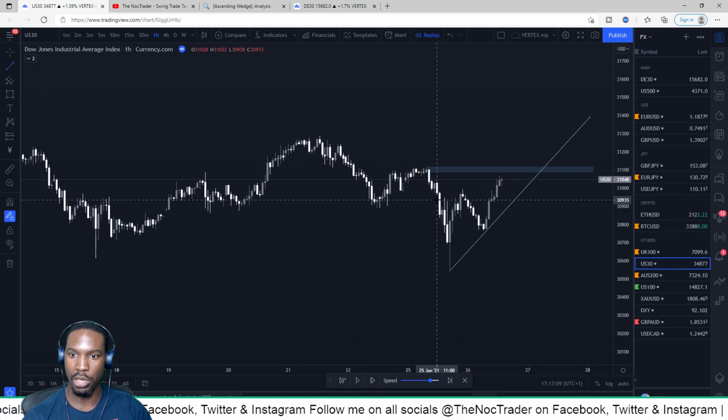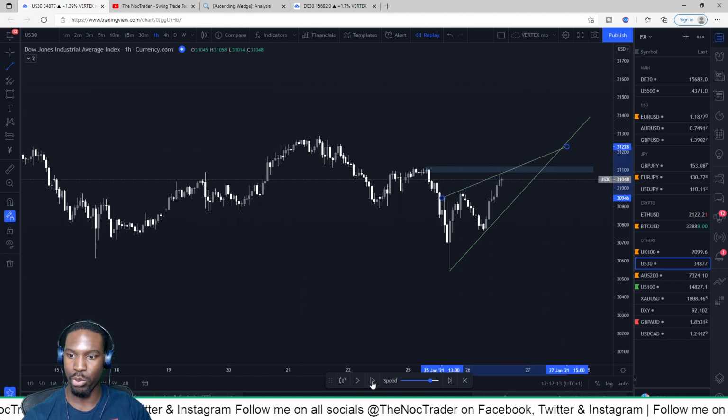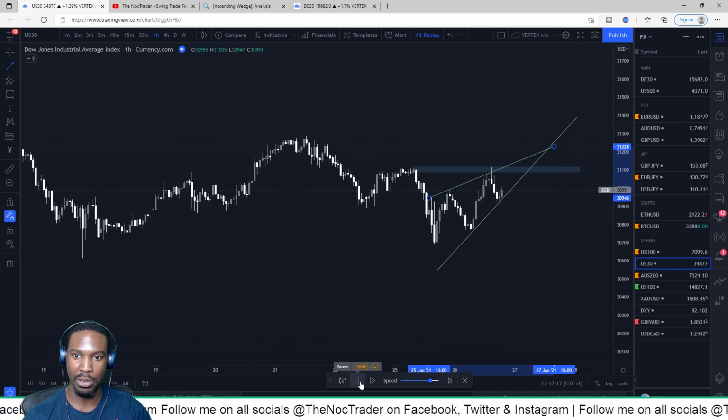So at this point, I also drew a line here, and just waited it out just to see if this strategy was okay. So it's tapped it now.